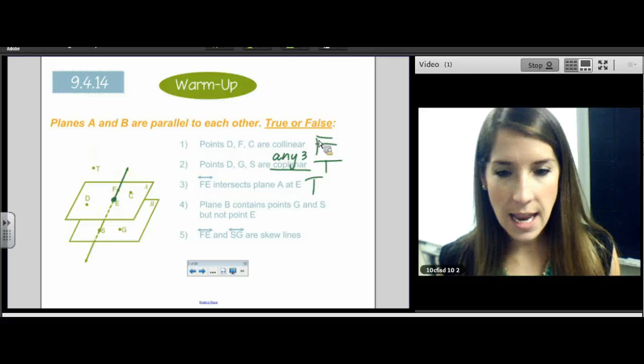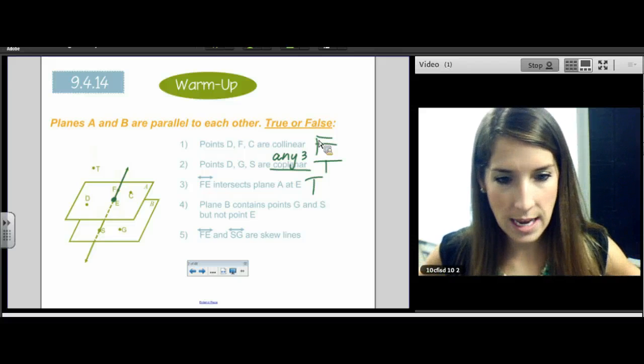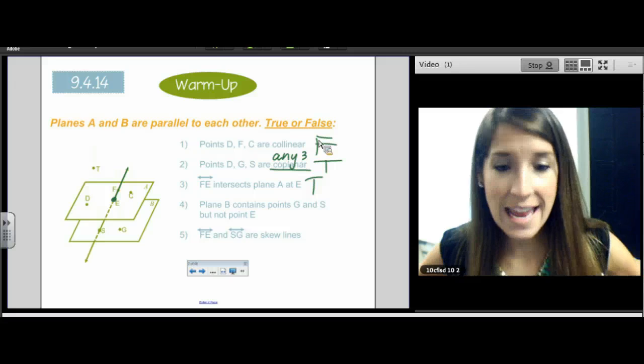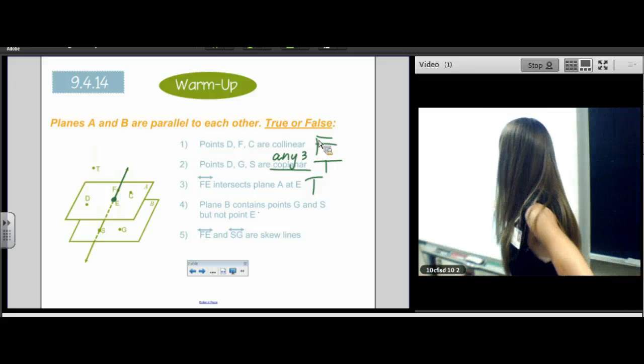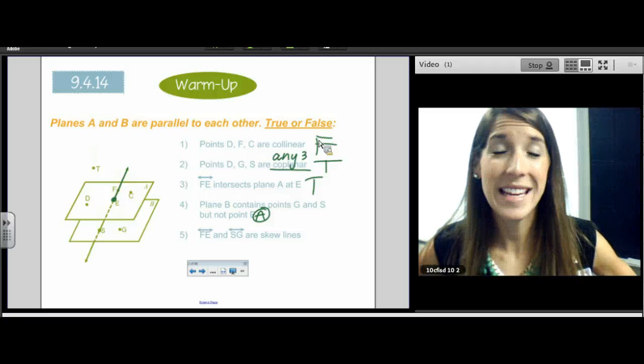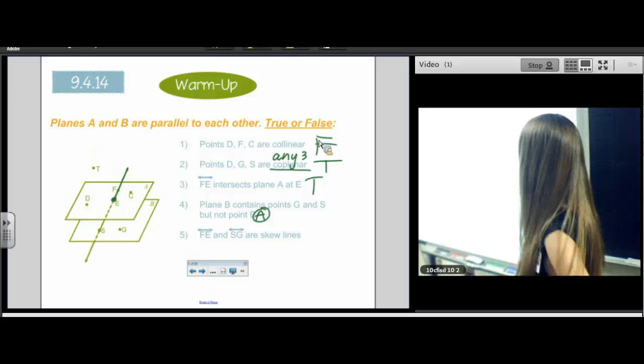Plane B contains points G and S, but not point E. I'm good with that. I'm getting a true there. Point E is in plane A. And those planes are parallel. So a point cannot be in plane A and plane B at the same time because the planes are parallel.